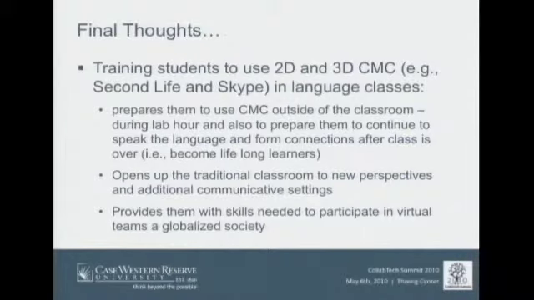And also it can help them to become lifelong learners, which is a major goal of our national standards for foreign languages. It opens up the traditional classroom, of course, and it provides them with skills needed to participate in virtual teams in a globalized society. I have a friend who's a business professor, and she works on this concept of virtual teams. And she tells me how important it is that people learn the skills now to be able to participate in virtual teams. So I think this is good education we could provide our students at this point.